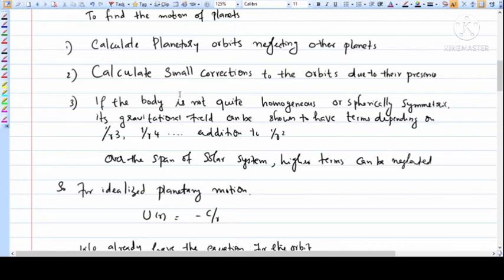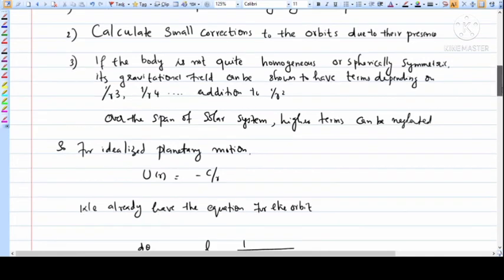When you are considering one planet, we will neglect all the interactions with the other planets. And the second step is to calculate small corrections to the orbit due to their presence. So we will correct the equation of orbit due to the presence of other planets. That's the second thing we are doing in this calculation.